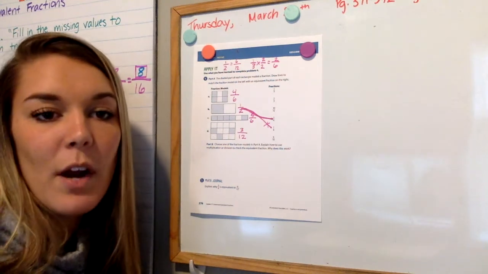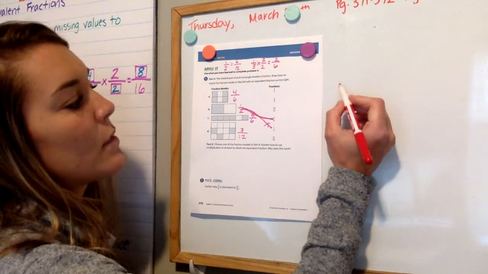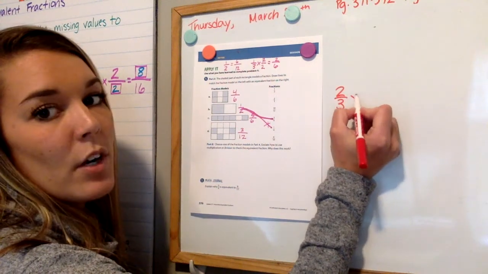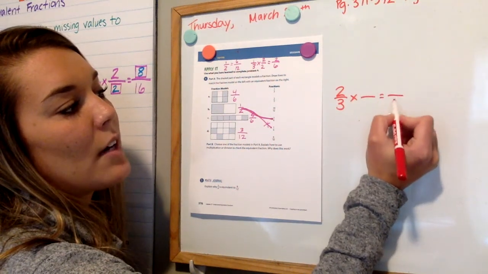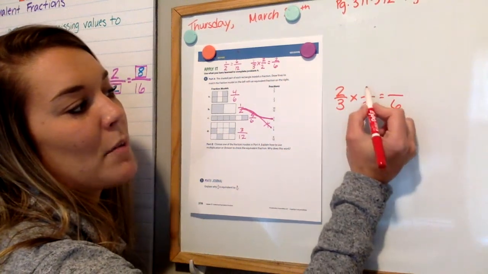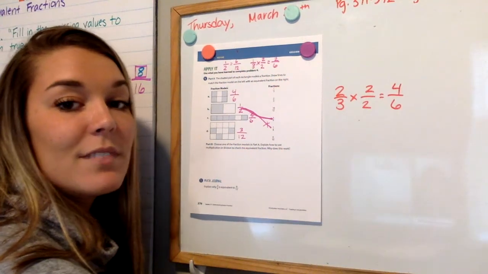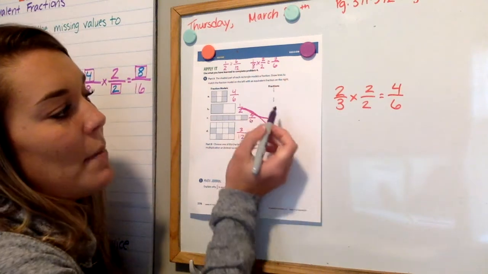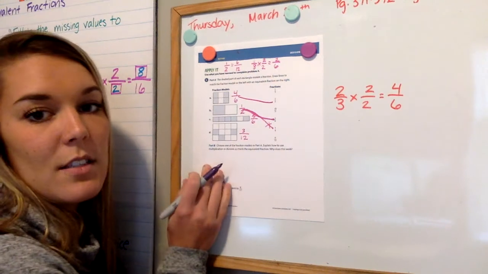You can write on your paper wherever you have space, but I don't want to confuse you guys too much, so I'm going to write over here, okay? So if I have 2/3, and I'm wondering what I can multiply that by to get something with the denominator of 6. I already know 3 times 2 is 6. Whatever you do to the bottom, you must do to the top. 2 times 2 is 4. Yay, that one works, right? That's what we were looking for. So that means 2/3 is equivalent to 4/6.